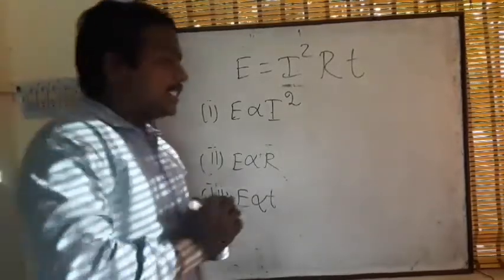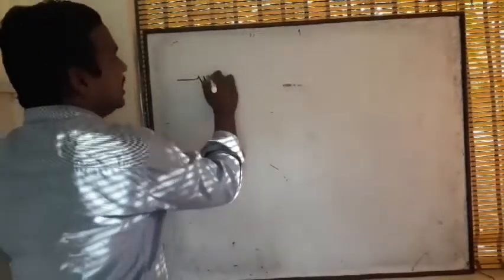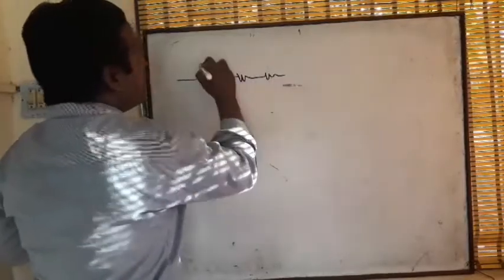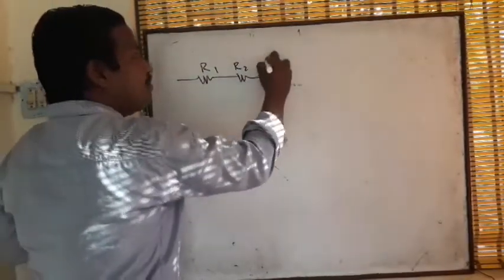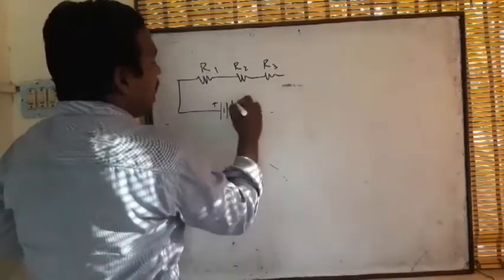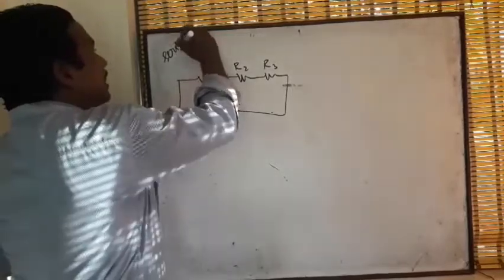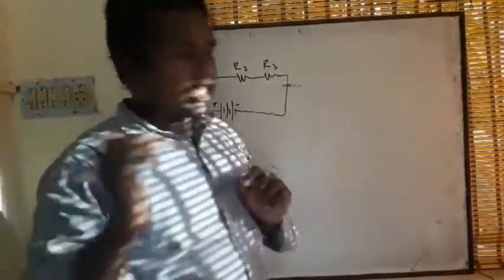Next, I am going to teach you resistance in series and resistance in parallel. Resistance in series: 3 resistances connected in series. You can take 3, or 4, or explain with 2 resistances also. In series the current is constant. In parallel the voltage is constant.